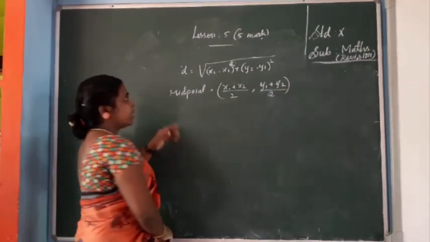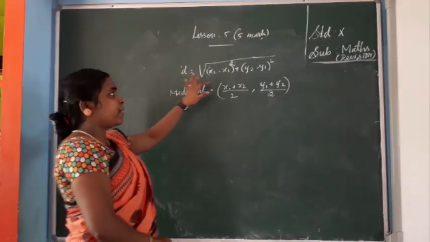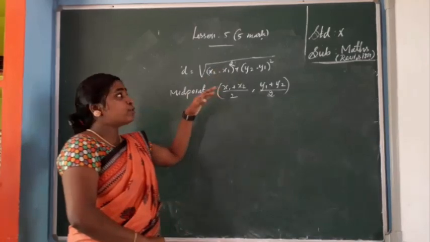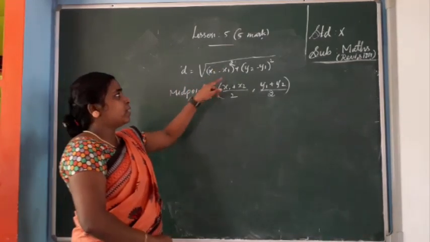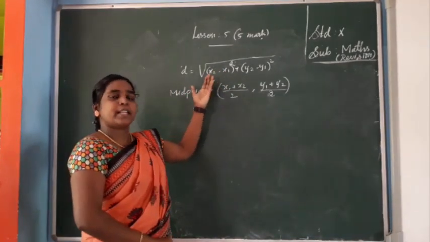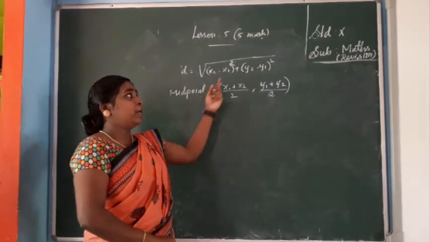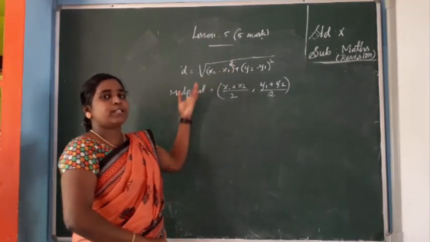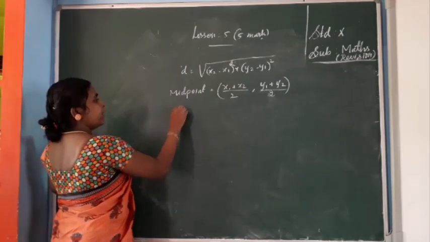Just to remind, distance formula is square root of x2 minus x1 the whole square plus y2 minus y1 the whole square. Instead of x2 minus x1, if we take x1 minus x2, also no problem, because square is there, so no change. Okay. So next, area of triangle.